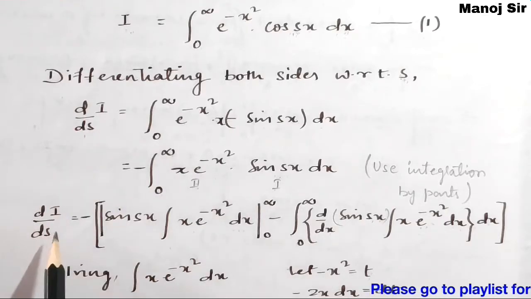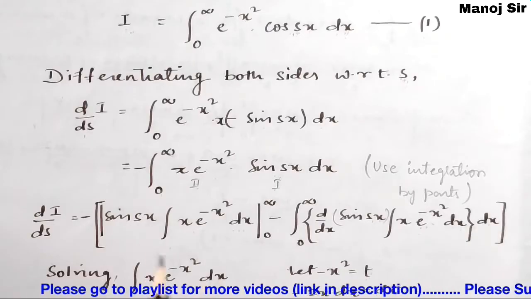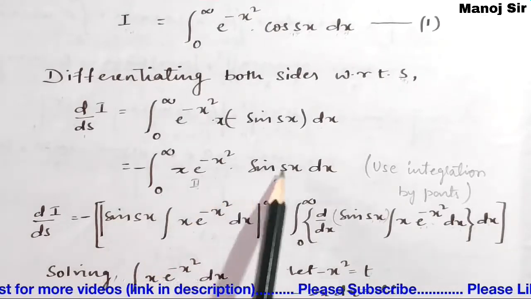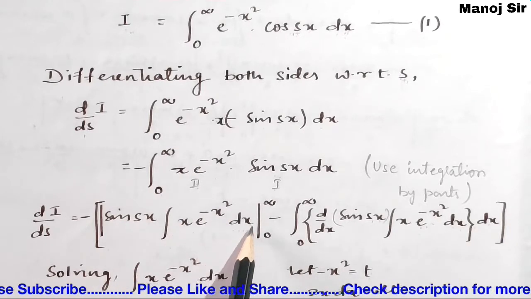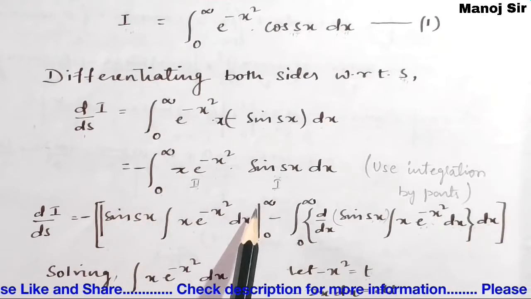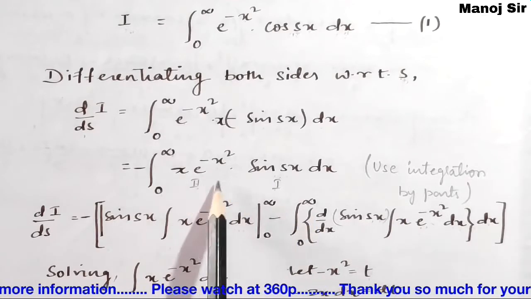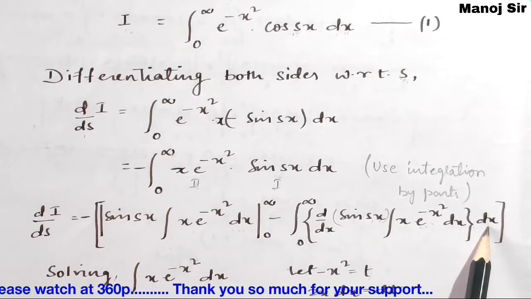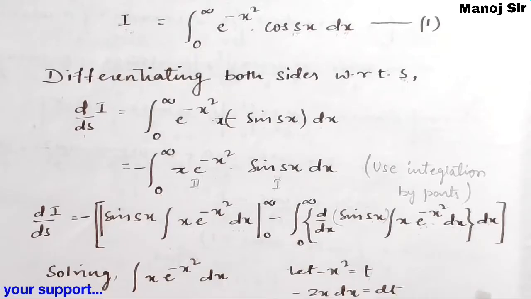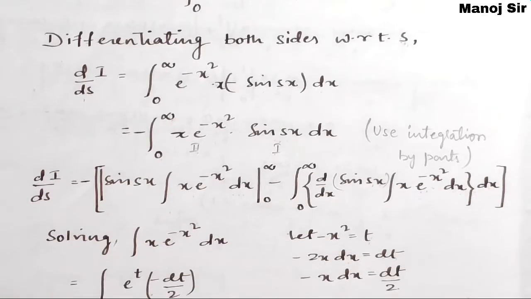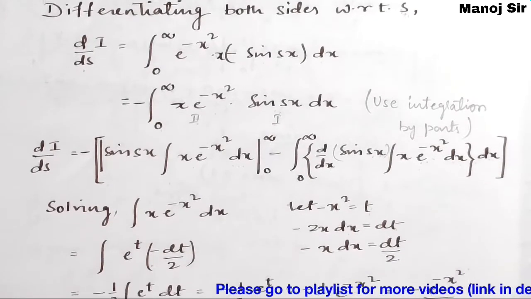So dI upon ds. This negative sign is as it is. If you open this square bracket, first function as it is, integration of second function, that is x into e to the power minus x square dx, with limit from 0 to infinity, minus integration of differentiation of first function, integration of second function, then dx here. Simply close the bracket. Again the limit is from 0 to infinity. Now again you will find difficulty while solving this integration, so we'll solve this separately.